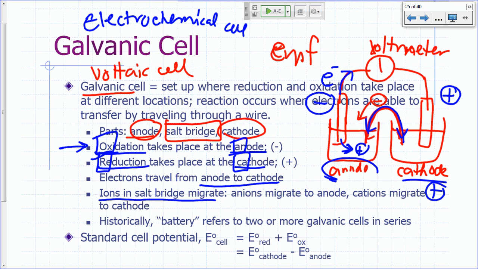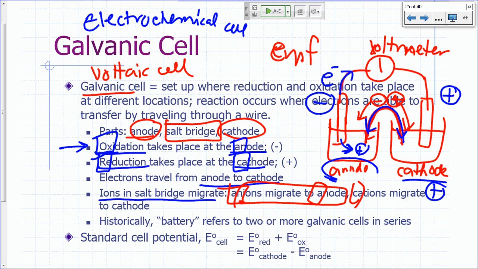That's why we say the negative ions are anions. Anions in your salt bridge migrate to the anode. Okay? So the anions migrate to the anode, and your cations, the positive ions through the salt bridge, will migrate to your cathode. So again, it is easy to remember. A to A, C to C. Anions go to the anode, cations go to the cathode.